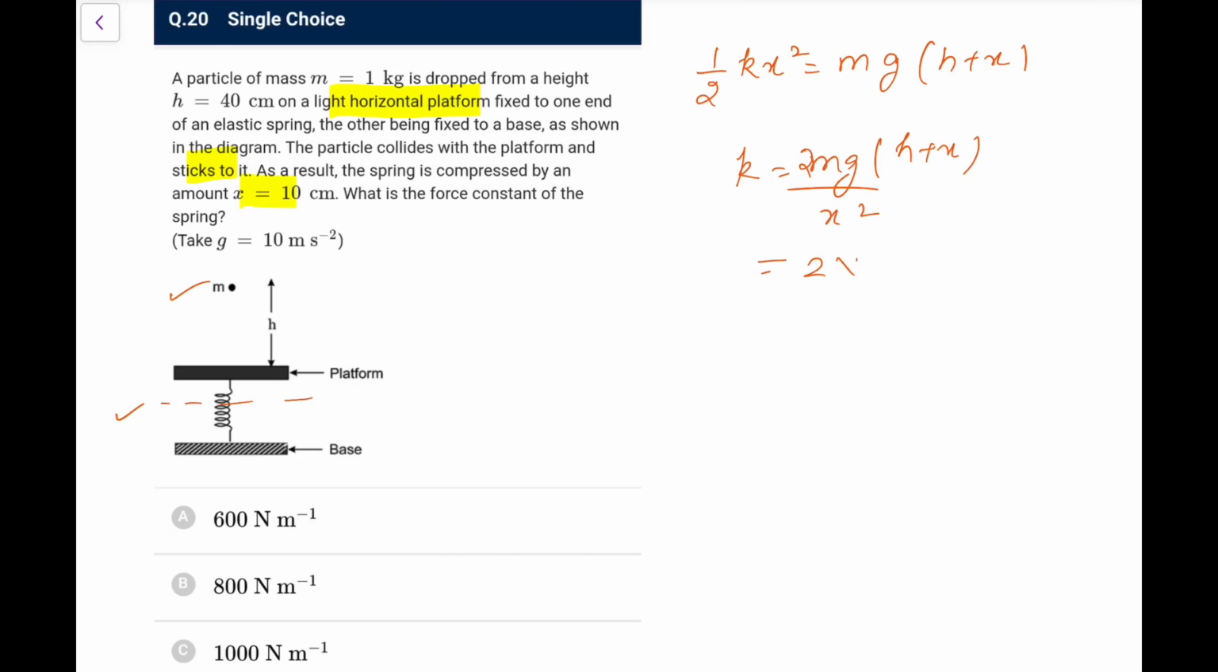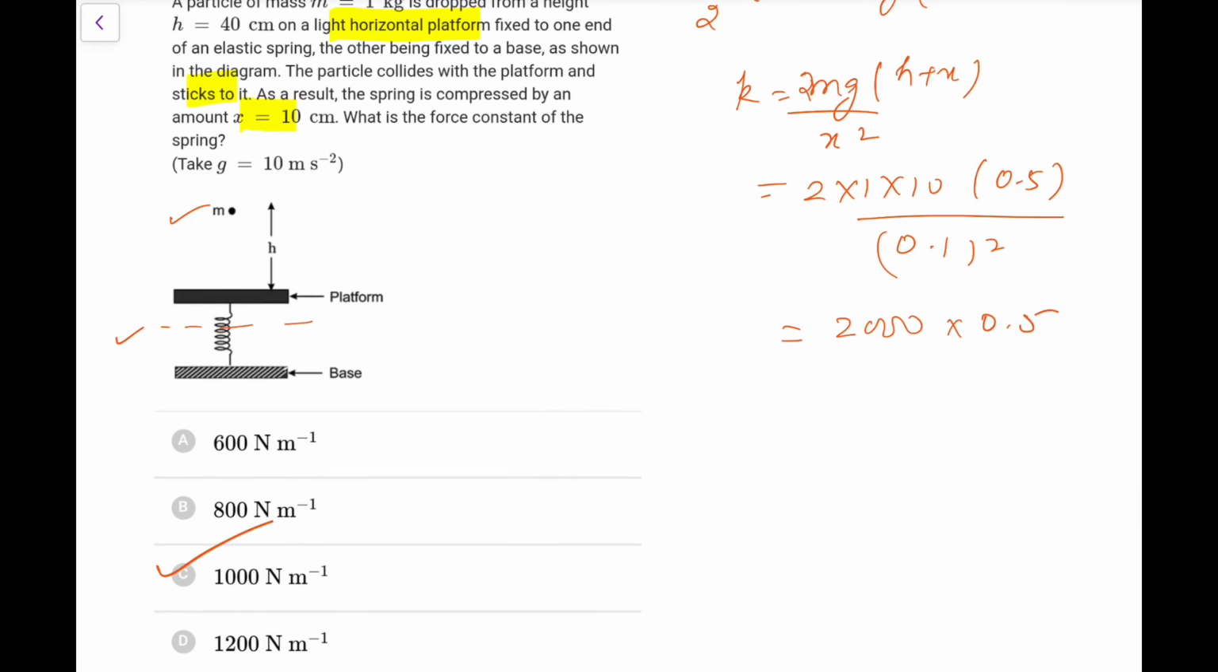What do you have? 2 into 1 into 10, (h plus x) 0.4, 0.5, and this is 0.1 square. So now this becomes 100 over 20, so this is 2000 into 0.5, so it comes out to be 1000 Newton per meter. Go for option C. This you can directly do using your energy analysis.